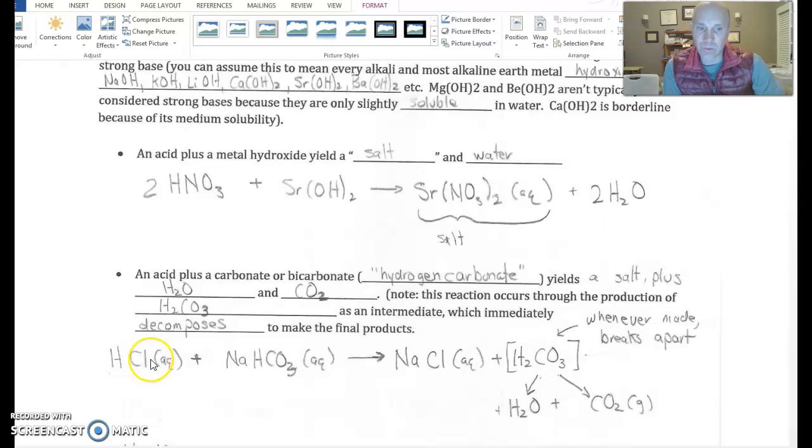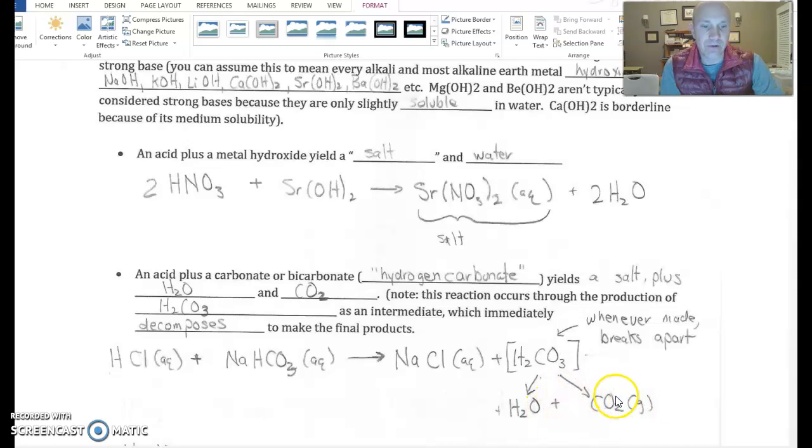So if you just want to think about this reaction, if you reacted HCl with sodium bicarbonate, notice it's got the bicarbonate part right there. When you hear bicarbonate, you should think, okay, it's going to be one of these types of reactions. What's going to happen is that the H plus here is going to link up with the bicarbonate ion to make H2CO3. But remember, when H2CO3 gets formed, it immediately wants to break apart to make H2O and CO2.